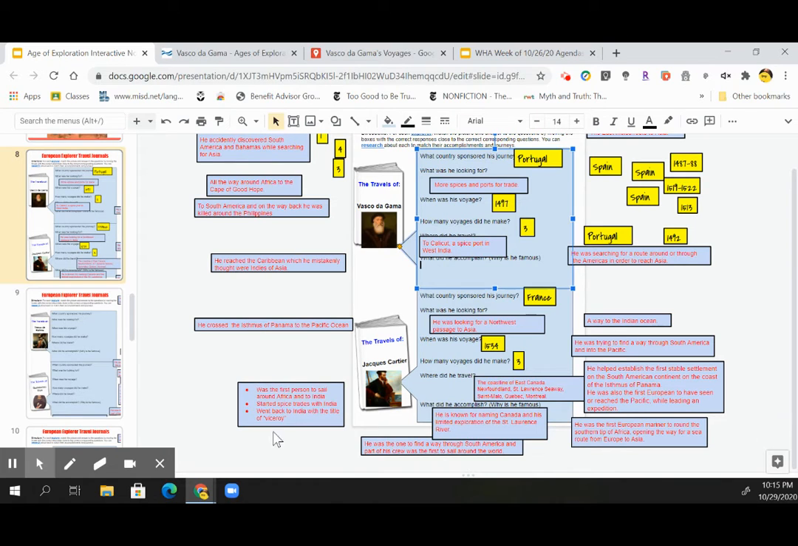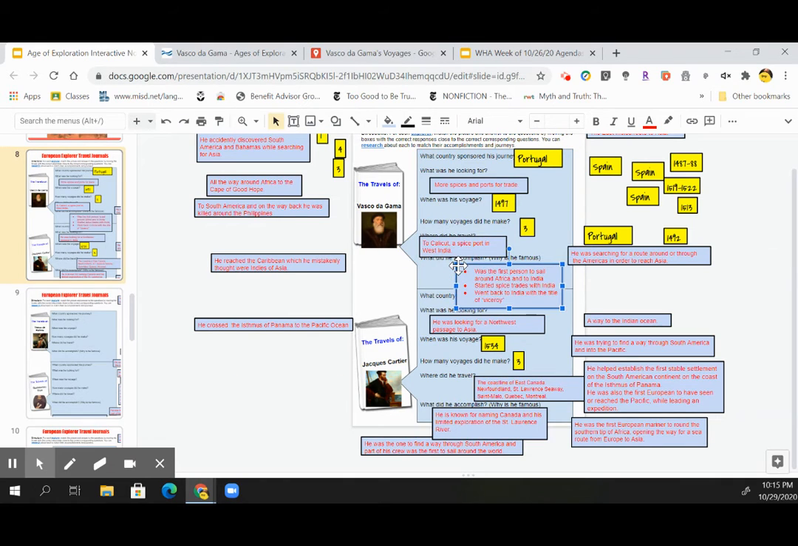So if I'm looking around, he was the first person to sail around Africa and to India. So that would be there. Was the first person to sail around Africa and into India. So you can kind of put that over there as well.